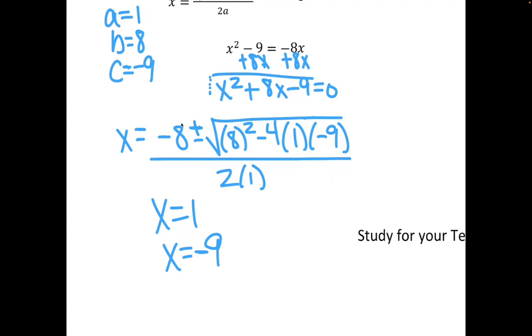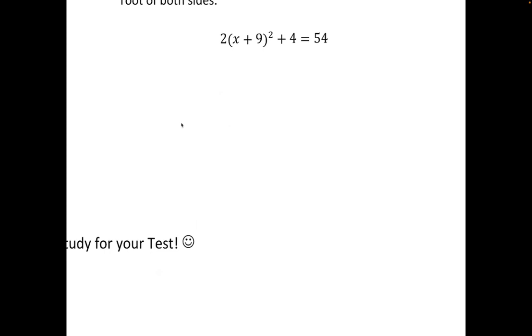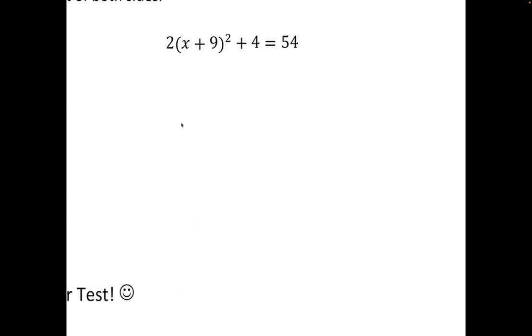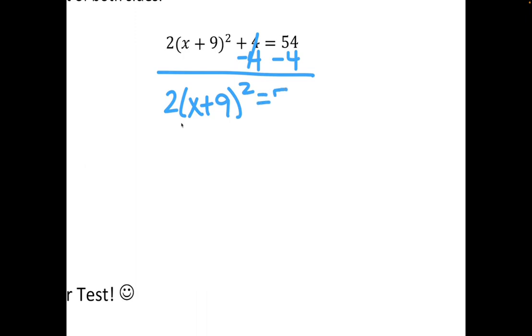9. Same thing on this one. This one's a little more complex. You would have to expand everything like we did in the last unit, right? If we're squaring this, if it's asking specifically for quadratic equation, now this one does say taking the square root of both sides. I apologize. I did not read those whole directions. So we would need to minus this 4, 2x plus 9 quantity squared equals 50.